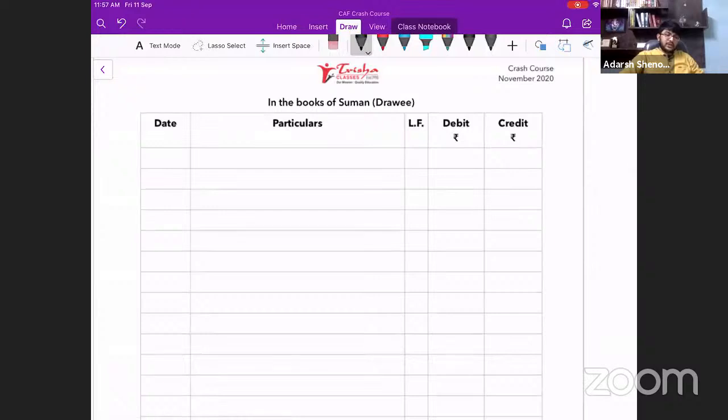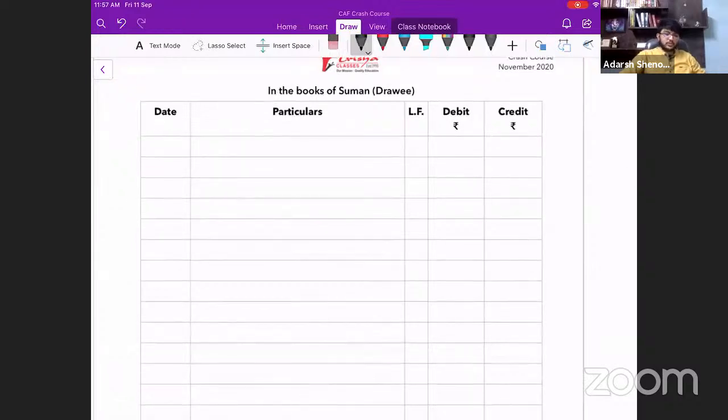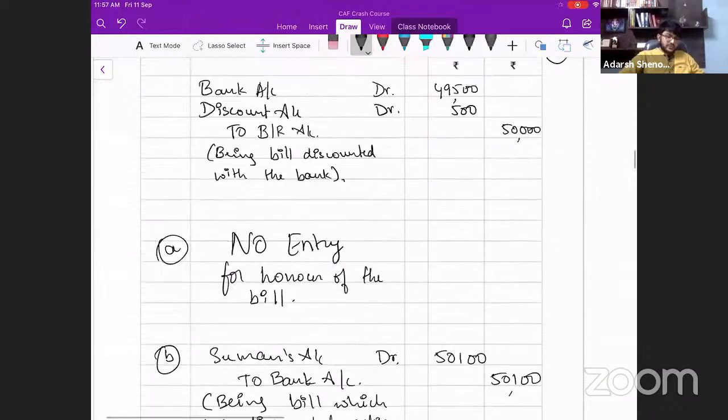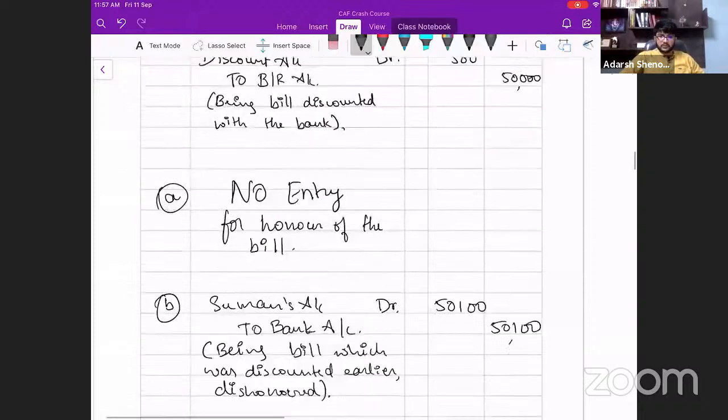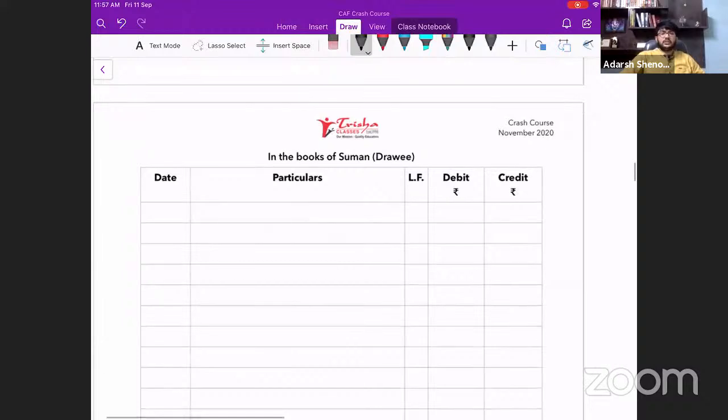Can I go to the next one? That is in the books of Droy, in the books of Suman. Can we think from Suman's angle? First, let's look at what is happening. If the bill is discounted by Mr. Raj, what is the entry when the drawer is discounting the bill with the bank? In the books of Droy, should we pass any entry?